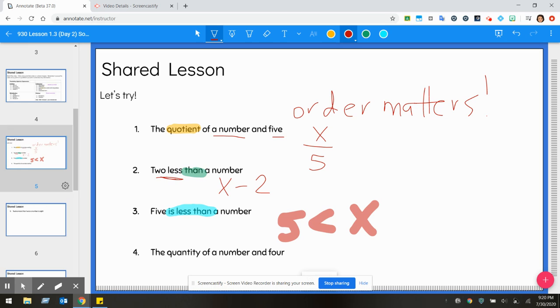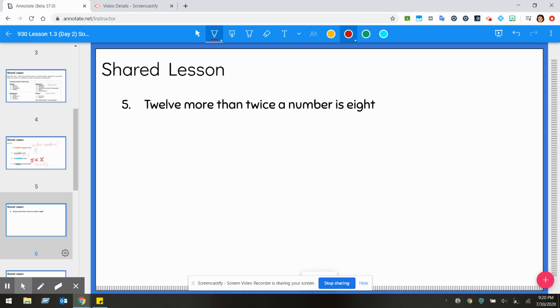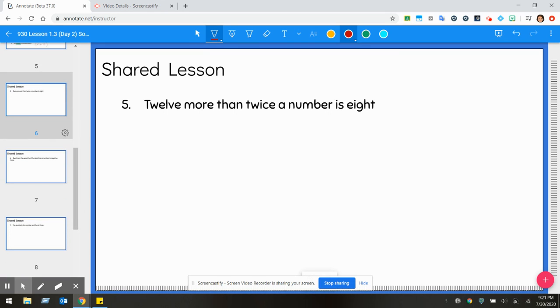Last one for number 4, the quantity of a number and 4. When you see that word quantity in algebra, a lot of times that indicates parentheses. So quantity of a number and 4, I'm going to write as parentheses x plus 4 to show that quantity together. Okay. All right, let's go ahead and dive into our first equation.